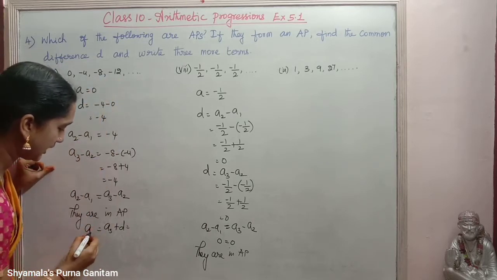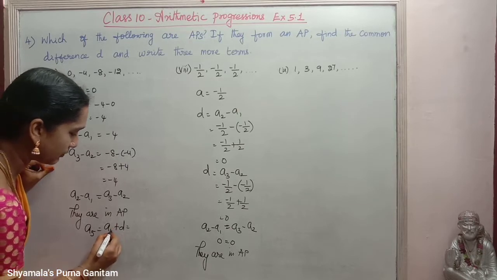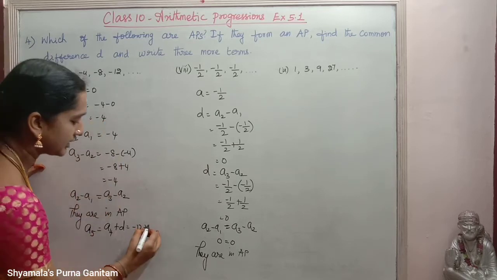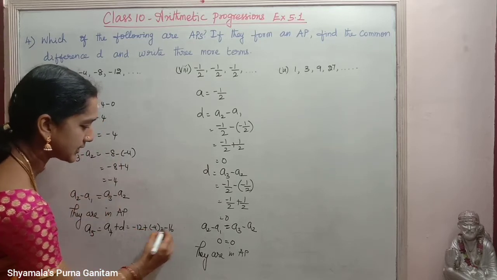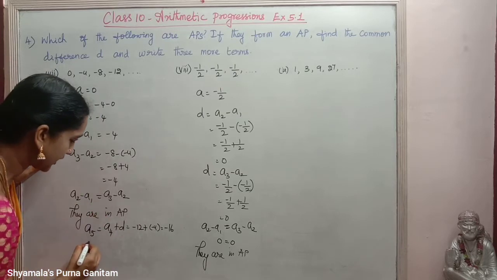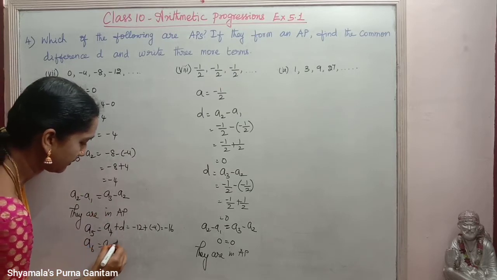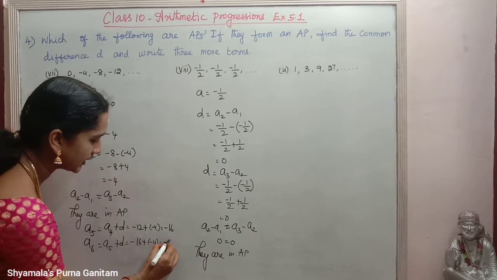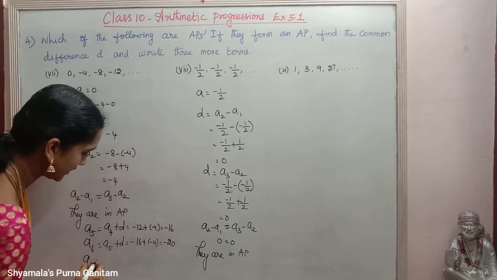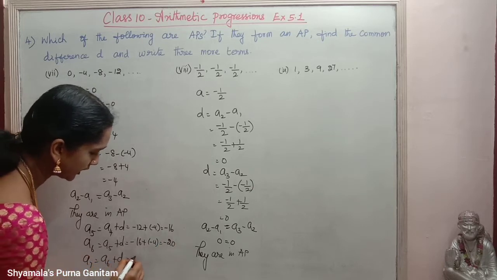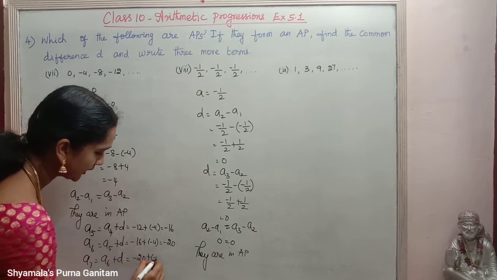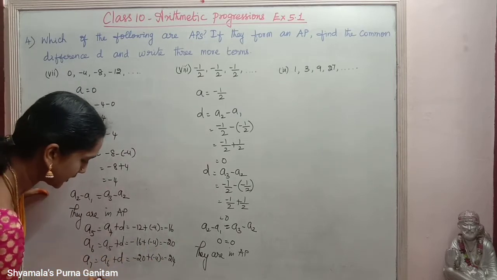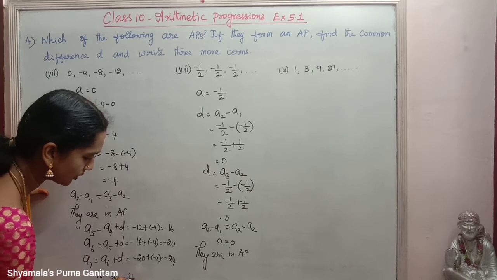Now we will find from A5. A5 is A4 plus D. A4 is -12 plus the difference -4, so we get -16. Next 3 terms we are asked to find. Then A6 is A5 plus D, so -16 plus -4 is -20. Then A7 is A6 plus D, so -20 plus -4 is -24. So the next 3 terms are -16, -20, -24.